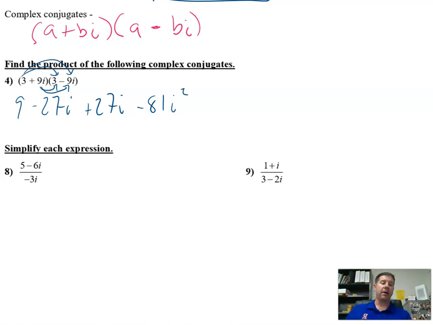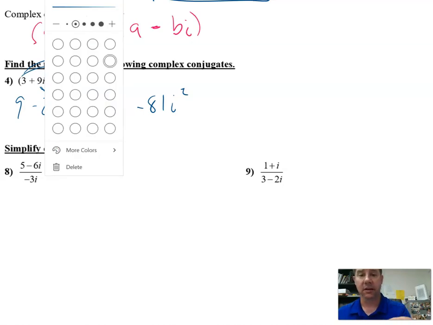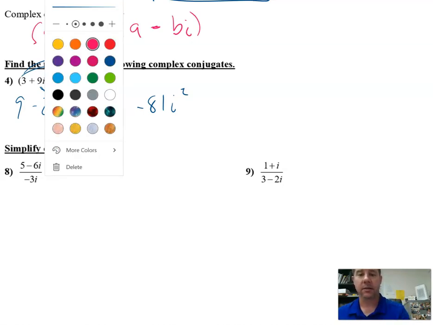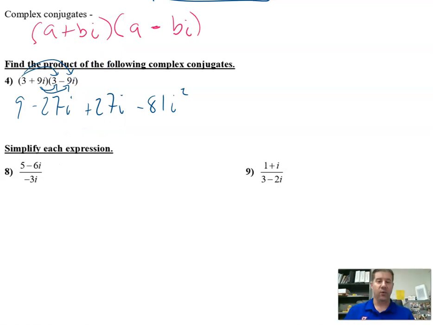And again, what we liked about conjugates with radicals is it killed the radical off. Same thing with complex conjugates. If you watch here, it actually is going to kill our i's off. Kill our i's off? That sounds crazy. The way that's going to work is negative 27i plus 27i are going to kill each other off. And then I'm going to have this i squared here. So i squared becomes a negative 1. So I cross that off, and I change the sign in front to a plus. And now you just get 9 plus 81 is 90.